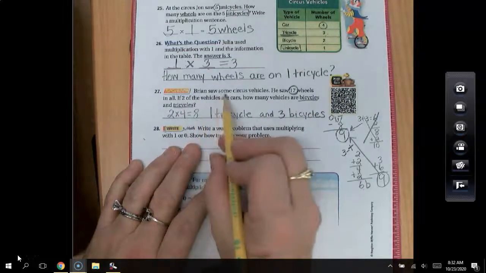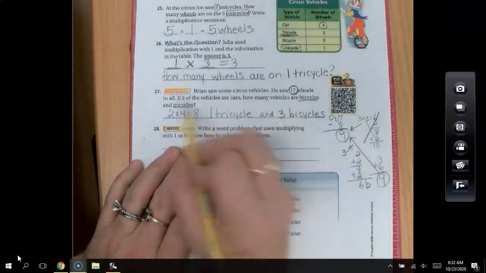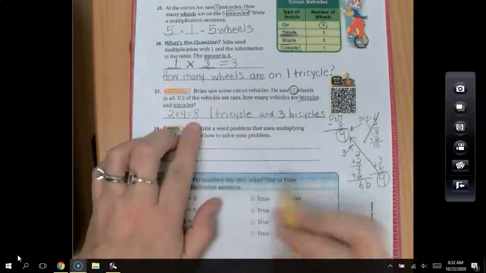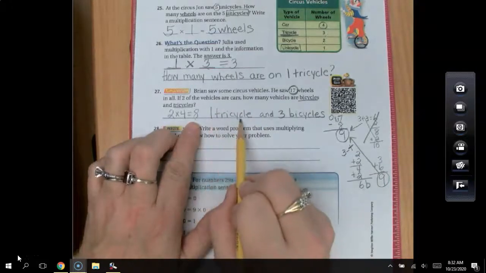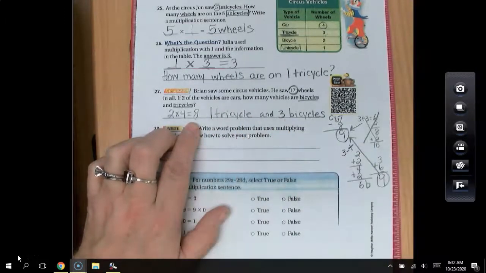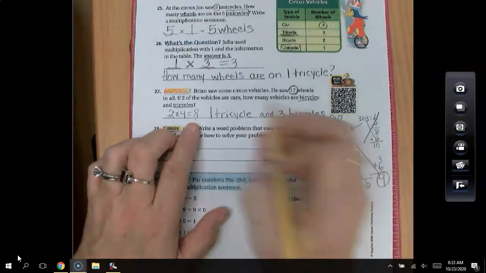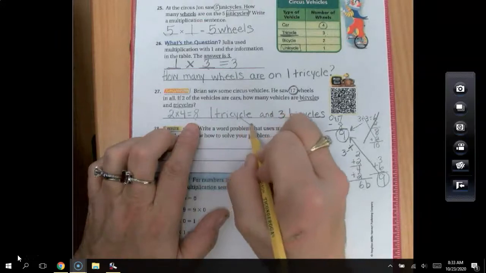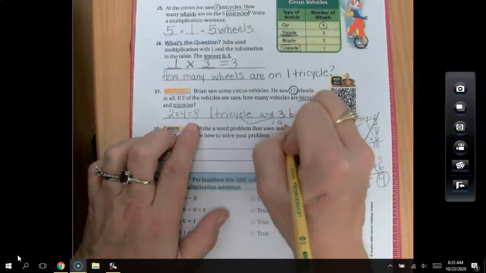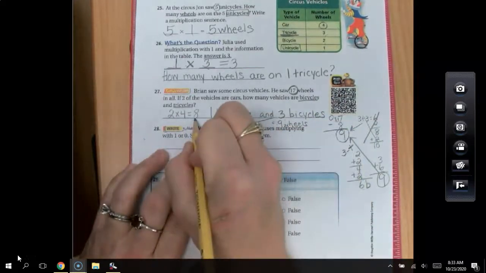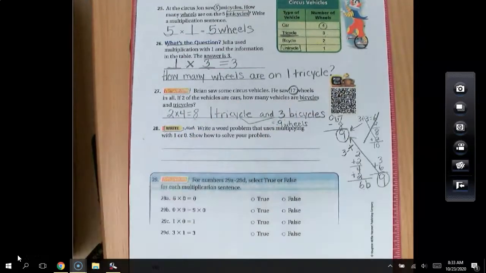So Brian saw some circus vehicles. He saw 17 wheels in all. 2 of these were cars, which we got. And then 1 was a tricycle and 3 bicycles. Because I know that my 1 tricycle and my 3 bicycles equal 9 wheels. I know that 9 plus 8 equals 17. Good job. That one was a tough one to figure out.